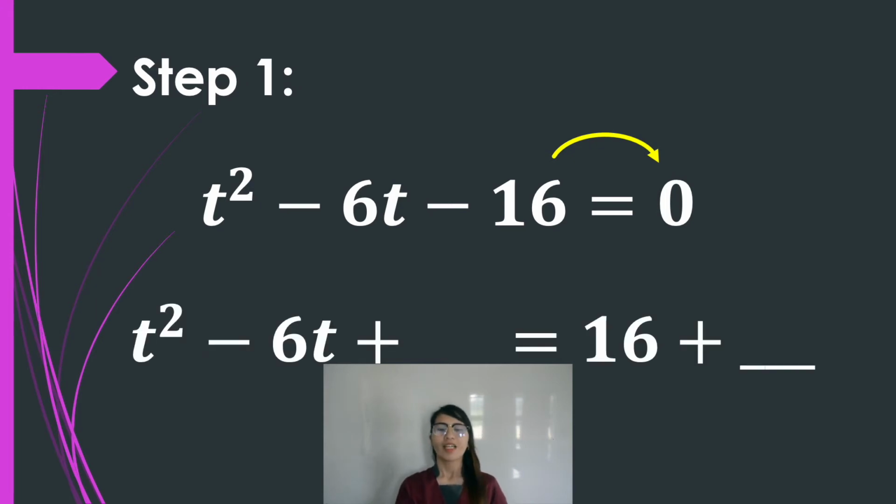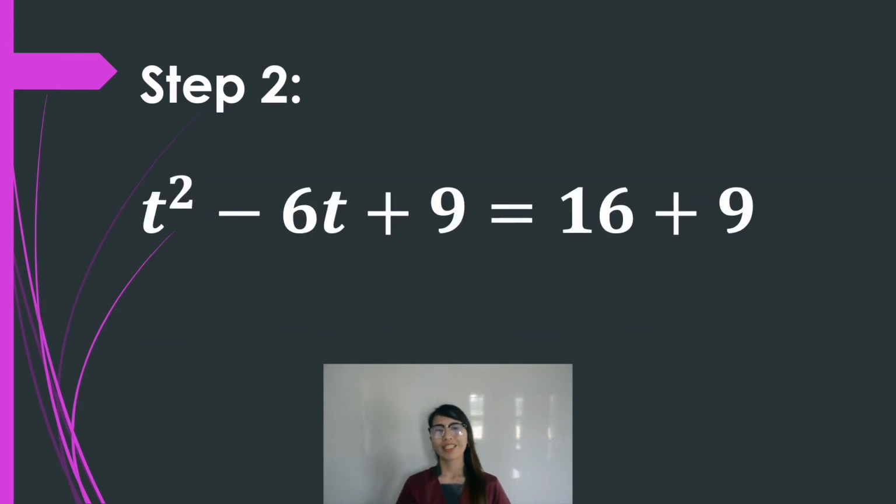For step 1, transpose the constant term to the other side of the equation, and leave a space for the third term of the trinomial on the left side of the equation. For step 2, to determine the third term of the trinomial, take half of the coefficient of the middle term, which is negative 6, then square it. Half of negative 6 is negative 3, then negative 3 squared is equal to 9. So we have t squared minus 6t plus 9 is equal to 16 plus 9.